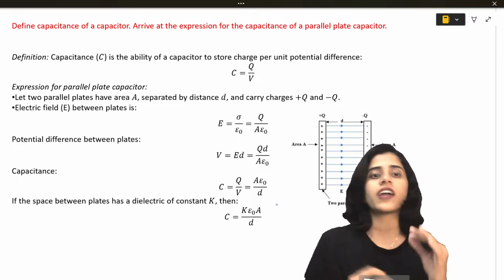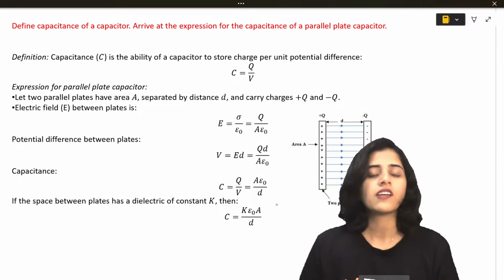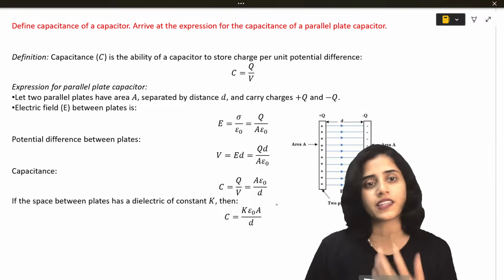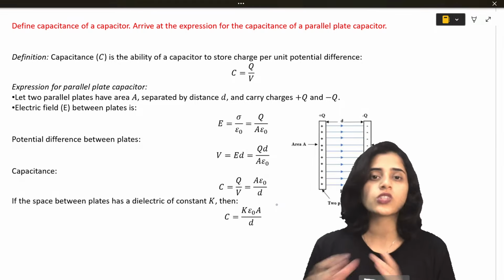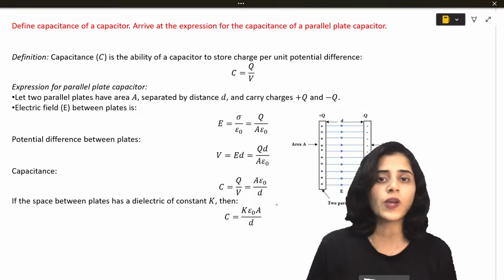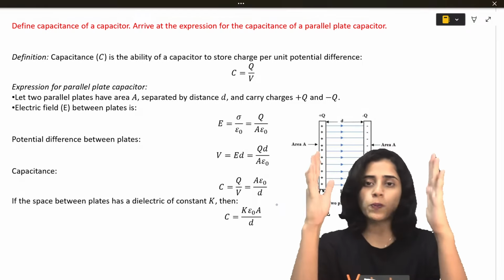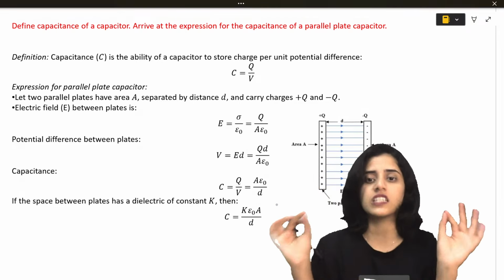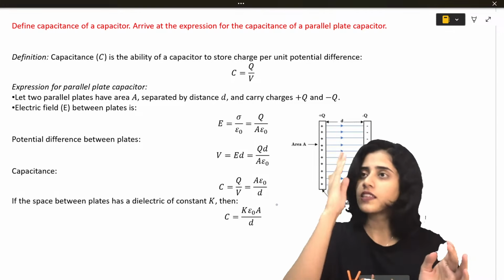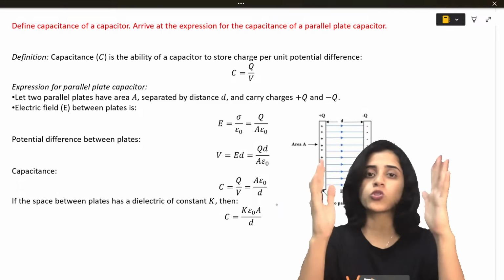Next question. Define capacitance of a capacitor. Arrive at the expression for capacitance of a parallel plate capacitor. So here you have to find an equation for capacitance. So we'll start with the equation. What is a capacitor? Two plates separated by a distance d. The area of this plate and this plate both are A.